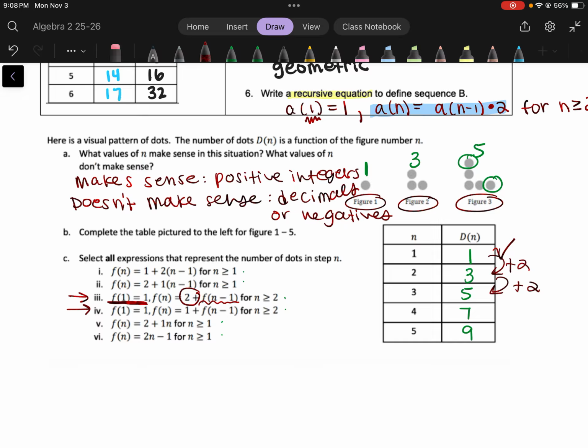And then, so yes, and then check your domain. So we started with 1, it went up by 1, so this one is correct. Okay, let me clean that up a little bit.